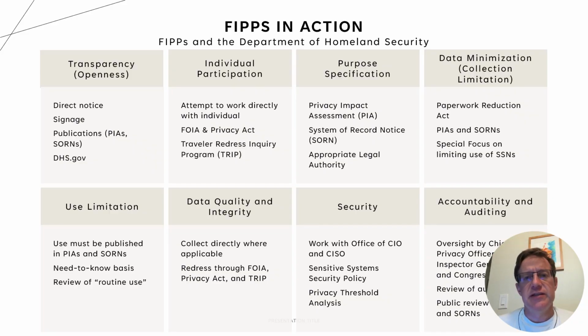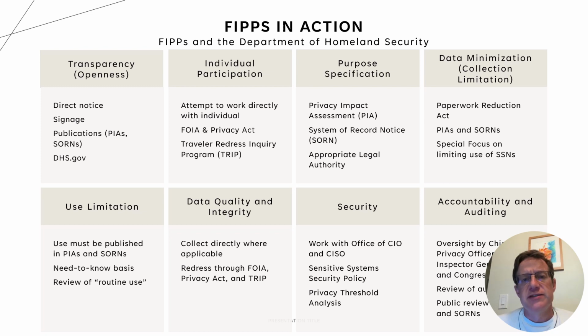Let's look now at how one particular U.S. government agency, the Department of Homeland Security, DHS, has implemented these practices. DHS notes under the transparency principle, which I've referred to as the openness principle, that they make direct notice of how information collected will be used on the forms that are being used to collect it. They inform people, specifically travelers, on data collection and use through signage, and they publish privacy impact assessments and system of record notices publicly, including on their website, dhs.gov.